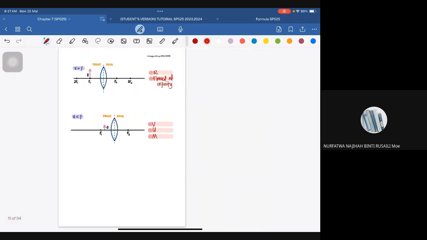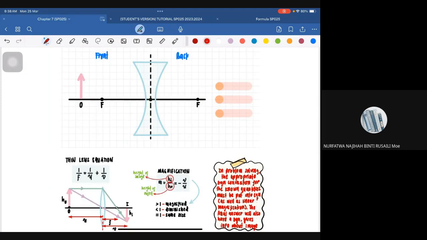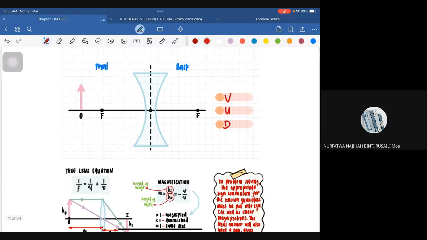Alright, so now that's for ray diagrams. Now we can look at the concave lens. For the concave lens, the characteristics are just V, U, and D. So there is only one you need to remember. For this one, you have to know this is a diverging lens. So it will not converge at the back of the lens, it will diverge at the back of the lens. For a convex lens, it will converge at the back of the lens.